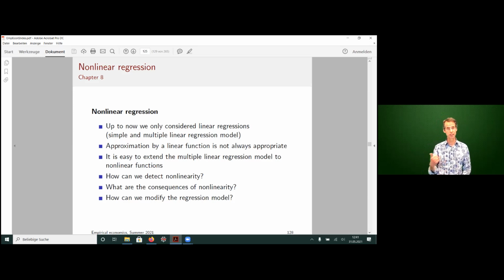So there are three questions we would like to tackle. The first one is, how can we actually detect nonlinearity? How can we decide whether nonlinearity might be a problem or not? Second, what are the consequences of nonlinearity? Is it really a severe problem, or could we just ignore that? And finally, how can we modify the multiple linear regression framework to explicitly take into account nonlinear relationships between x and y? So these three questions will be talked about next.